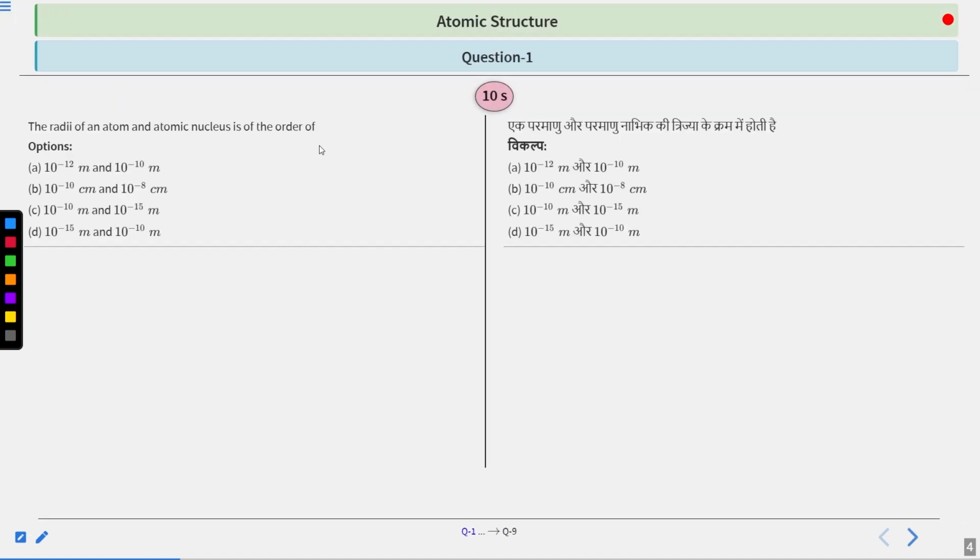Question number 1 says that the radii of an atom and atomic nucleus is of the order. Options are: A, 10 to the power minus 12 and 10 to the power minus 10 meter. B, 10 to the power minus 10 centimeter and 10 to the power minus 8 centimeter. Option C, 10 to the power minus 10 meter and 10 to the power minus 15 meter. Option D, 10 to the power minus 15 meter and 10 to the power minus 10 meter. So you have 10 seconds to solve this question. Your time starts now.